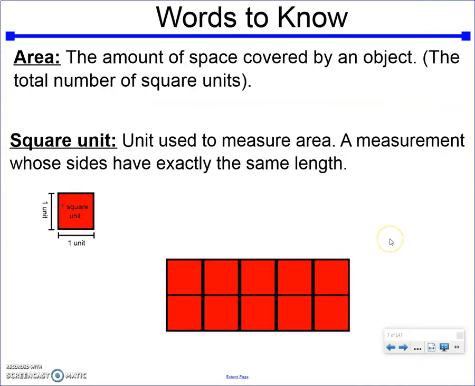We also know that area is the amount of space covered by an object. It's the total number of square units. And a square unit is what we use to measure area. It's a measurement whose sides have exactly the same length.